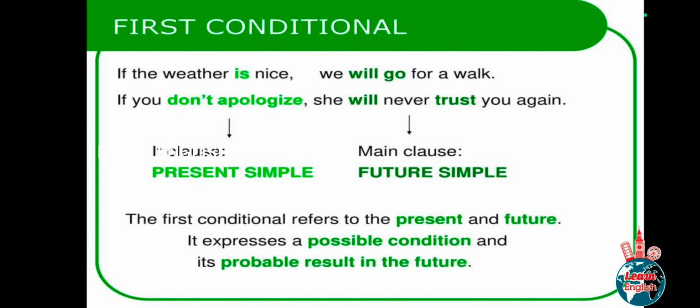The first conditional refers to the present and future. It expresses a possible condition and its probable result in the future. Here they are just telling about a possible thing. We don't know whether the weather will get nice or not, so for that we use the future simple. And again, if you don't apologize, we don't know whether he will apologize or not, so for that we use the first conditional.